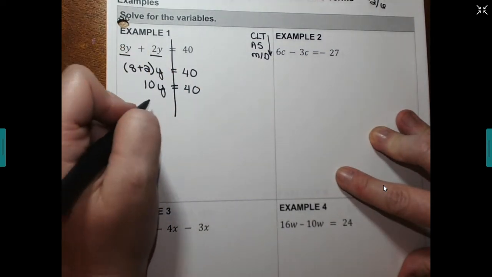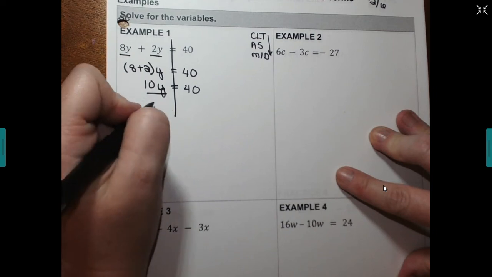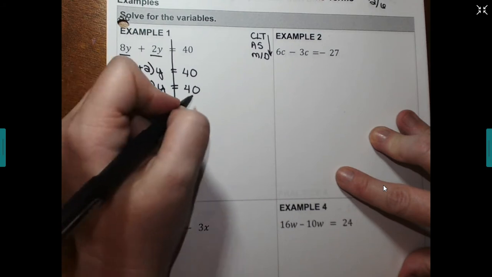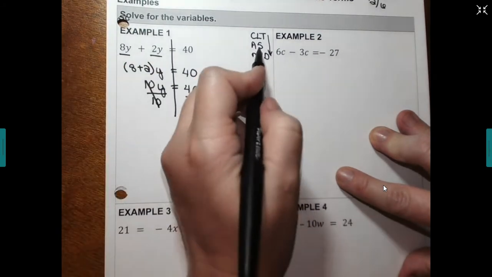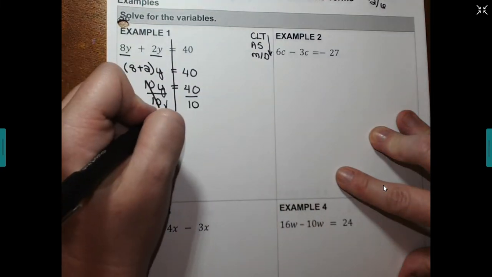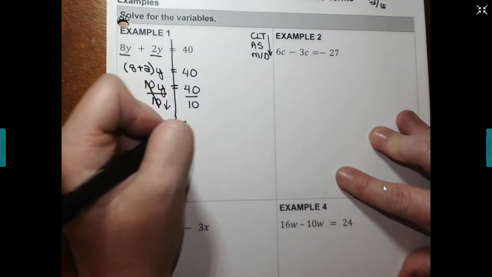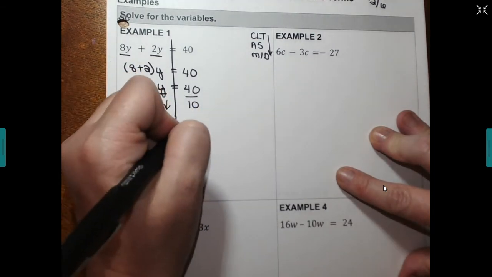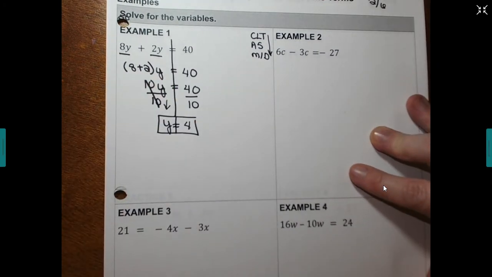Oh, now I'm in familiar territory because now I have 10 times y. I can undo that with division. Divide by 10. Got to do it to both sides because these do cross the line. So I divide both sides by 10. My y comes down. And 40 divided by 10 is 4. Okay.